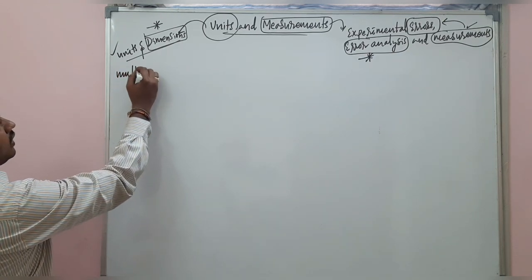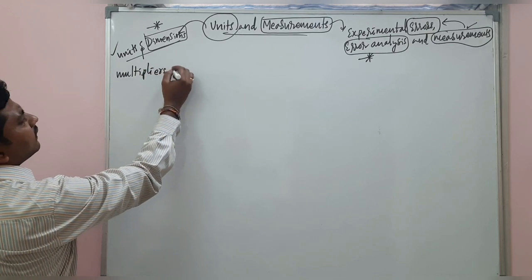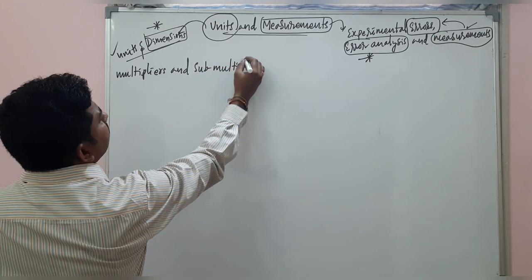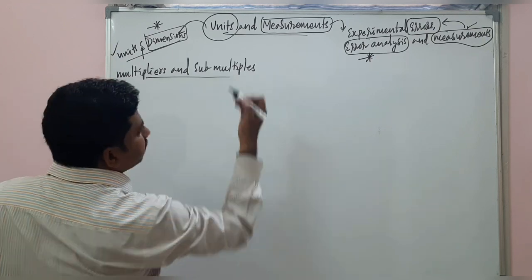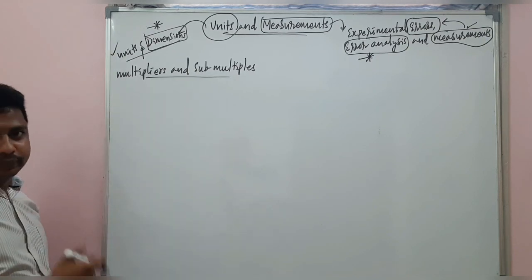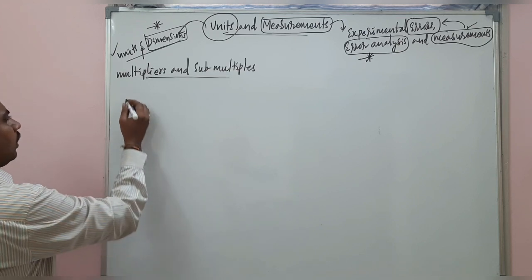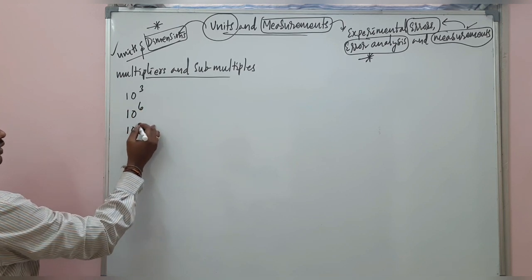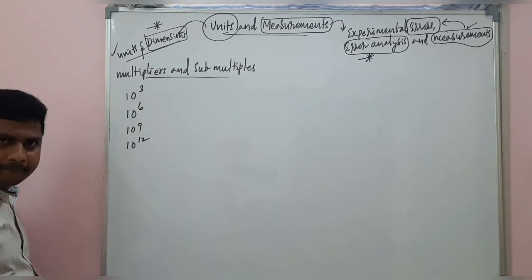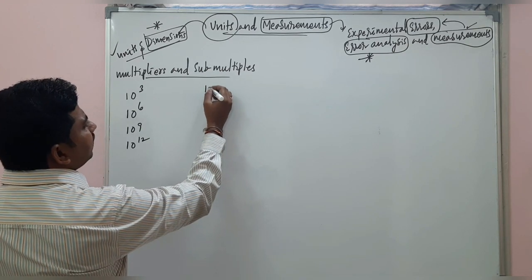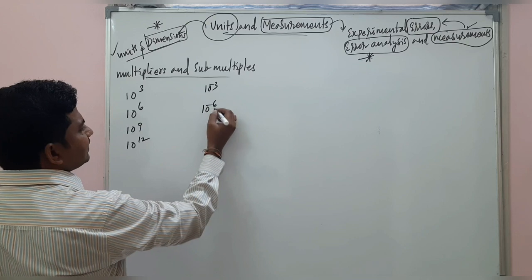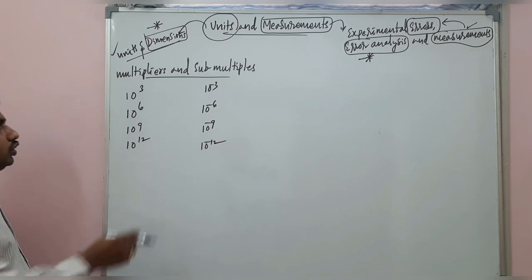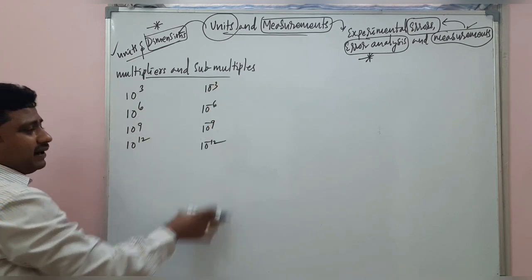We will be starting with multipliers and submultiples. Multipliers and submultiples. What are multipliers and submultiples? We'll be discussing now. 10 raised to 3, 10 raised to 6, 10 raised to 9, 10 raised to 12. In the same way, I am writing here 10 raised to minus 3, 10 raised to minus 6, 10 raised to minus 9, 10 raised to minus 12. These are called multipliers and these are called submultiples.